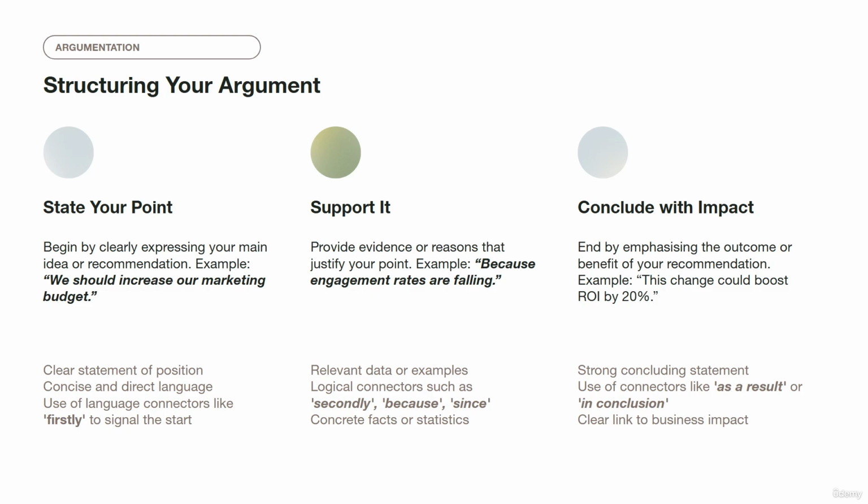If you have lots of different ideas, or many aspects of one idea, then you're going to use language like firstly, secondly, thirdly, finally, because, since, due to, as a result of, in conclusion. So you're linking your ideas into a logical narrative that the people you're talking to will be able to follow, following your thinking as you move from your idea, to supporting your idea, to what the impact of your idea is going to be.